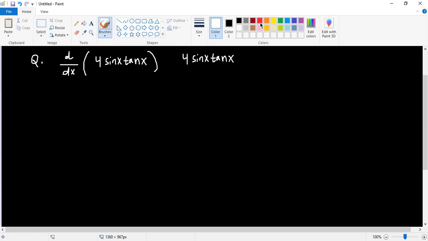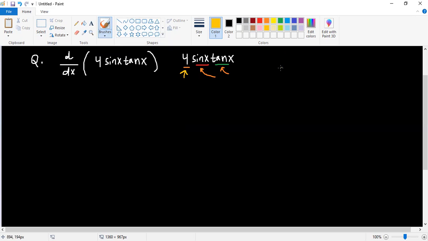So the first thing that I notice is that I have two functions. One function is sine of x, and another function is tan of x. And in conjunction to those two, I have a constant. So first, I notice that I have two trigonometric functions, one is tangent of x and one is sine of x. And second, I recognize that I have a constant attached to this function.